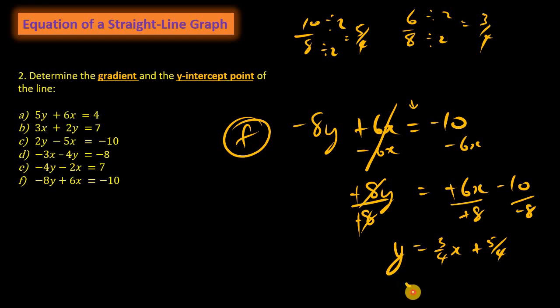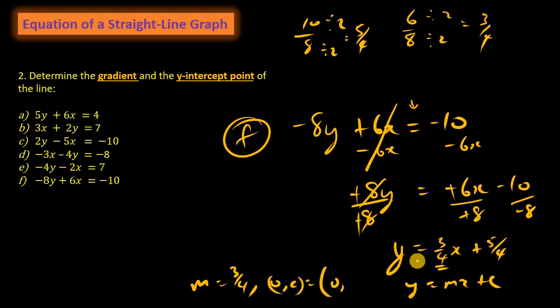So we clearly see in the form of y equals mx plus c that our m is equal to that quantity before x, which is 3/4, and the y-intercept point 0c is actually equal to 0, and the c value being 5/4.